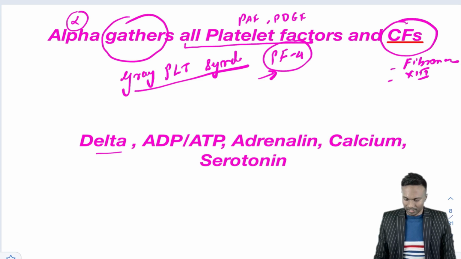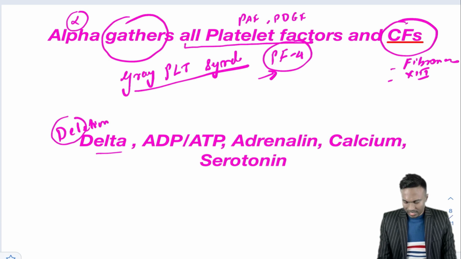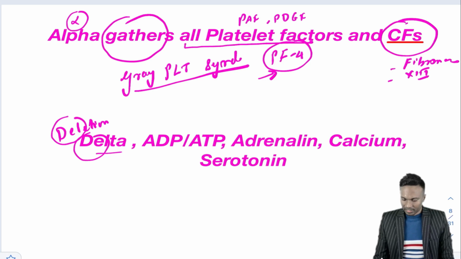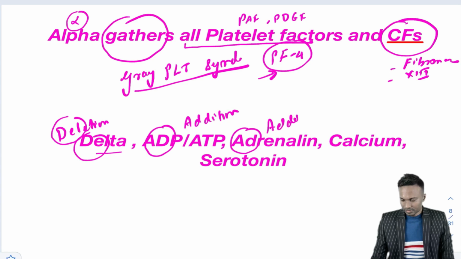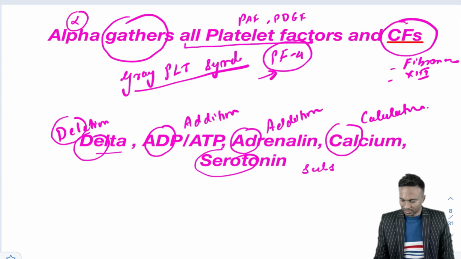So this is very simple. In delta granules, you can use mathematical terms as mnemonics. Delta is equal to deletion, right? Again, the other mathematical terms: ADP and ATP, you can say this is addition. Again, adrenaline, addition. Again, calcium, right? Calculation. Then you have serotonin, right? Subtraction.